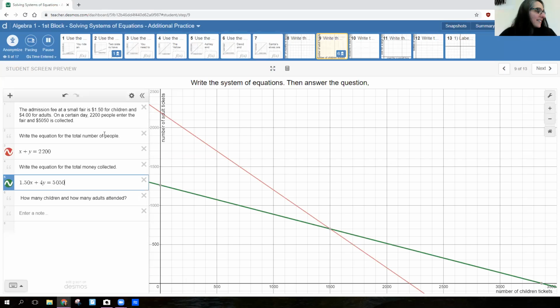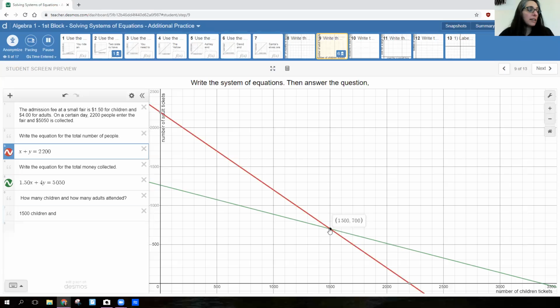All right. So now the solution is where they intersect. So we got to find that spot right there. Looks like 1,500 comma 700. How many children? How many adults? So the X is the kids, so 1,500 children. And the Y coordinate is the adults, 700 adults. What's that, Gotti?